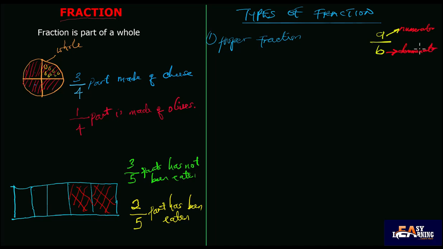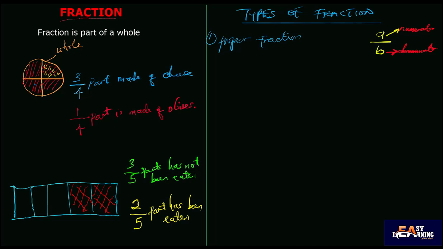The fraction always has this part. They always have the form of a over b, where a is the numerator and b is the denominator. When we're talking about a proper fraction, it is a fraction whereby the numerator is smaller than the denominator. So we can have an example of a proper fraction.